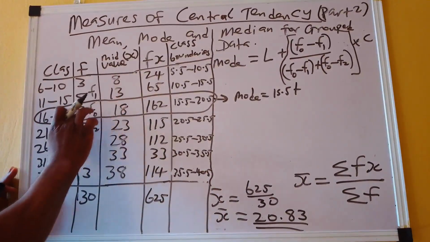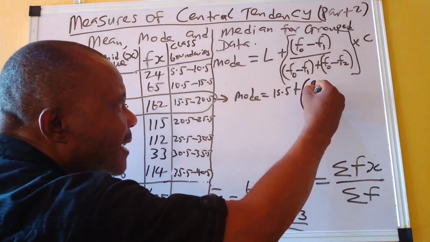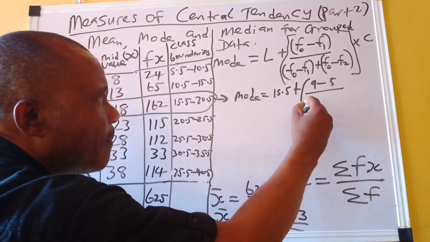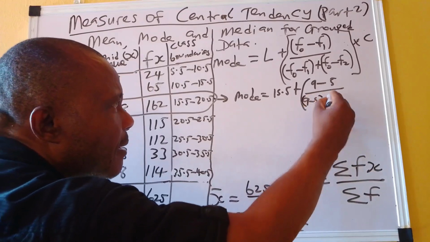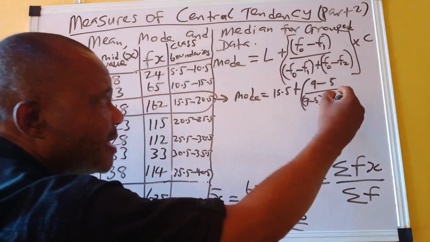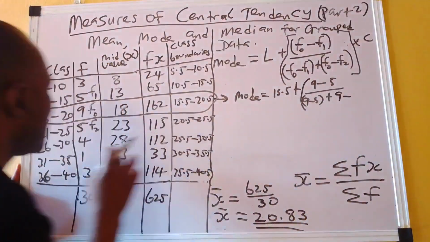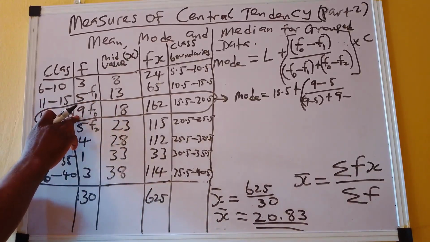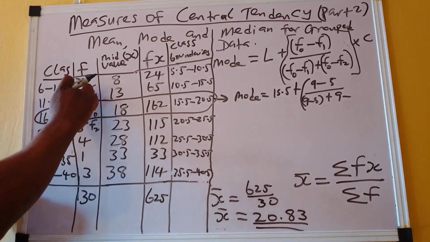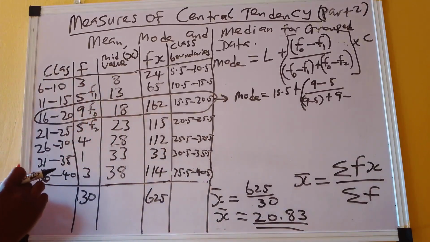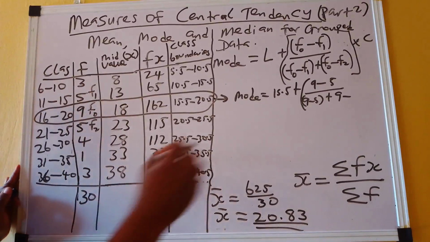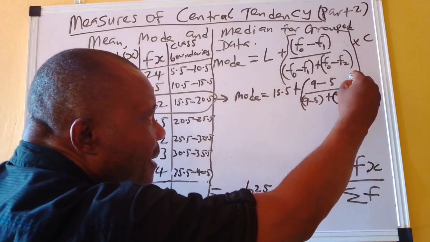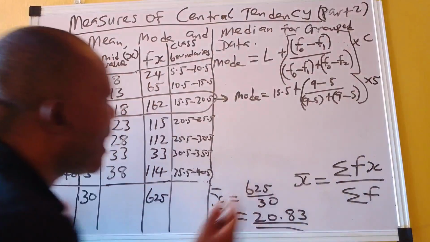Our F0 is 9. So you open a big bracket, 9 minus F1, which is 5, all over 9 minus 5, plus F0 minus F2. F0 is still 9, minus our F2, which is also 5. So F0 is the highest frequency. The one on top of it that precedes it is F1, while the one after it is F2. So the F2 is also 5. 9 minus 5, you close the bracket, then times 5. Our class width is 5.